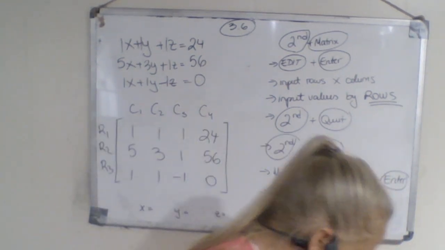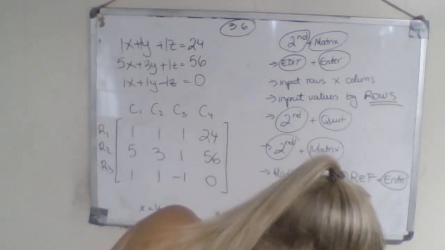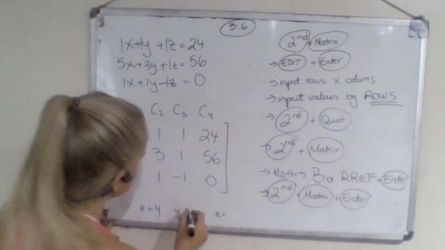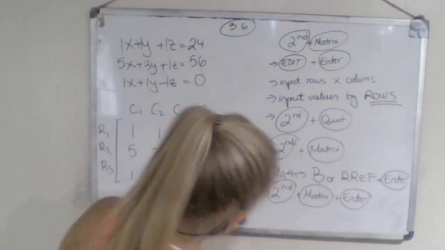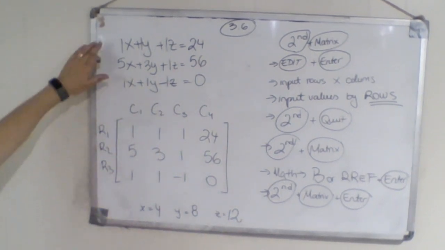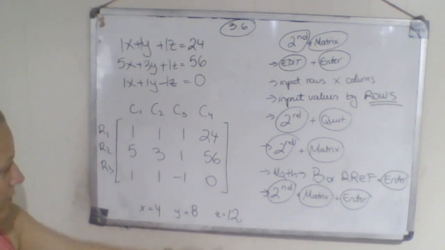Look what you get. You get 4 people for first place. And then you get 8 people for second place. And then you get 12 people for third place. If we need to check it, my first one says that when I add them together, I should get 24. 12 plus 12, 24.